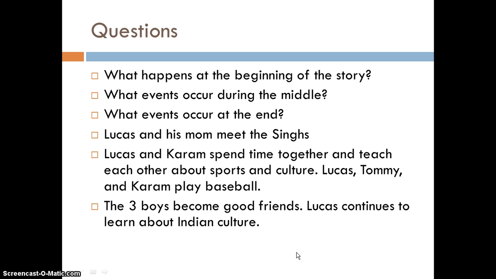So we can see the answers here, and the very first one, this is what happens at the beginning of the story. The second one here is what events occur during the middle, and also the final one, the events that occur at the end of the story. Okay, now it's important to take a look at that and make sure that you understand some of the events that happen at the beginning of a personal narrative to help you as you think about some things that you're going to include in your own personal narrative.